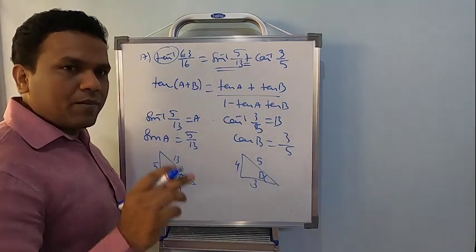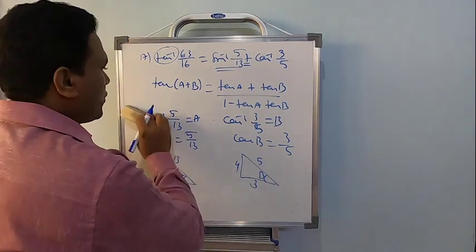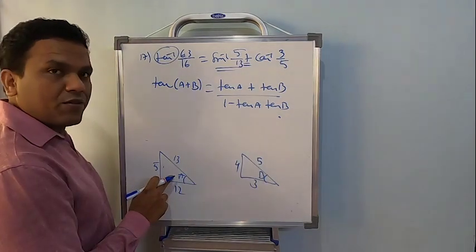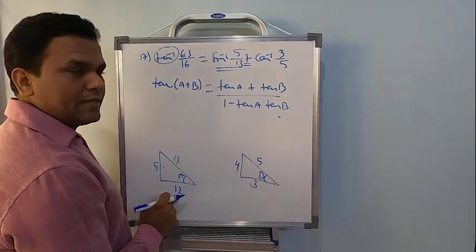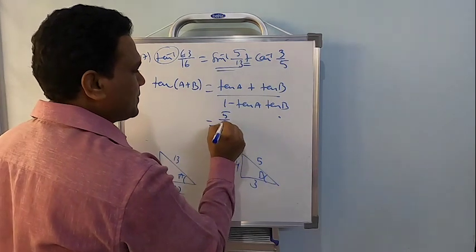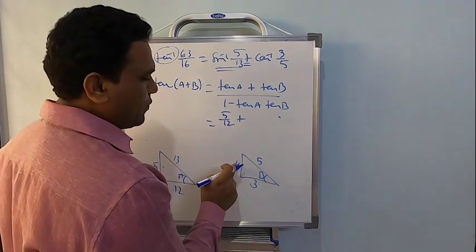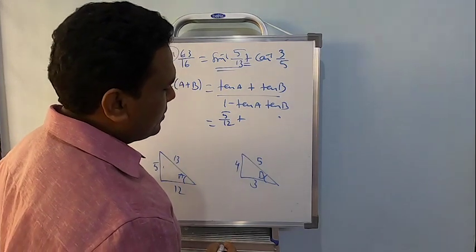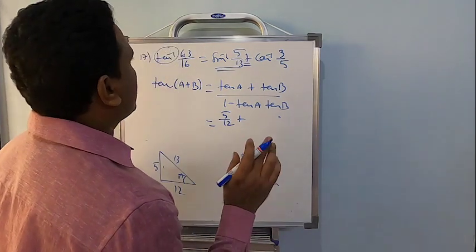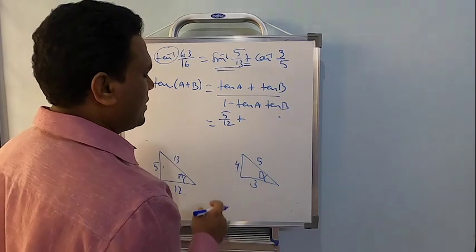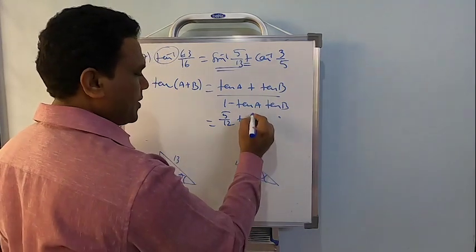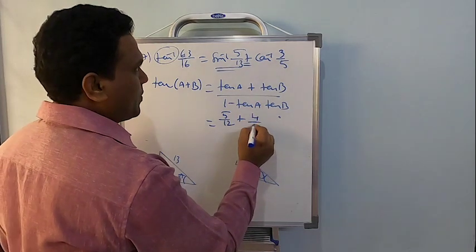And from both of them, I need the definition of tan. From the first triangle, what's the definition of tan? Opposite by adjacent, 5 by 12. Now tan B is 4 by 3, opposite by adjacent, right? Once again, what was the definition of cos inverse 3 by 5? So 25 minus 9, yeah, fine. So it's going to be 4 by 3.